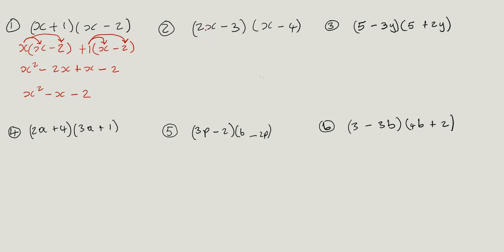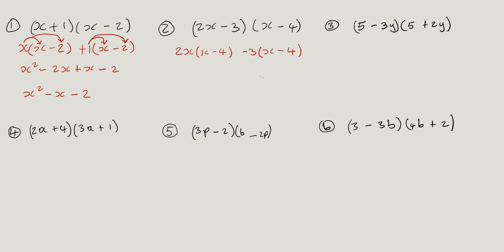Let's look at example 2. We are given 2x minus 3 times x minus 4. Same approach. We're going to split the first bracket. So we're going to take 2x out. We're going to use that 2x to multiply the second bracket, which is x minus 4. Then we're going to take the minus 3 out. I'm going to use it to multiply the second bracket, which is x minus 4. So that's our first step.